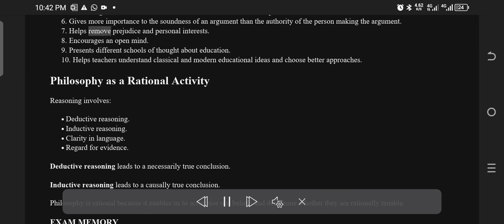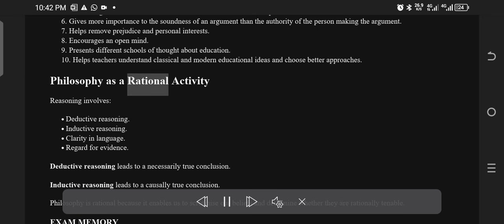Helps remove prejudice and personal interests. Encourages an open mind. Presents different schools of thought about education. Helps teachers understand classical and modern educational ideas and choose better approaches.